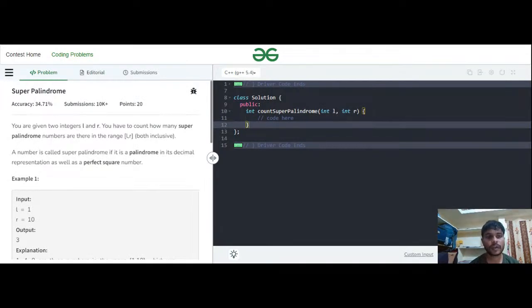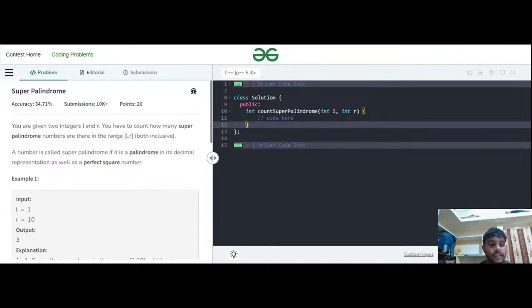Today we are going to solve a question from the GFG weekly coding contest. Let's read the question. Super palindrome. You are given two integers L and R. We have to count how many super palindrome numbers there are in the range L and R, both inclusive.